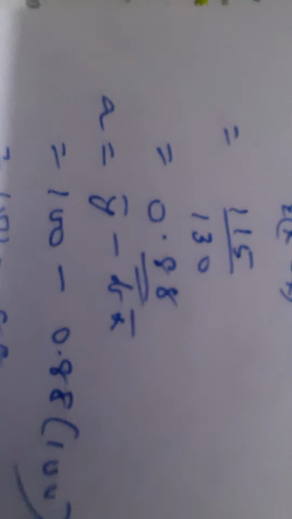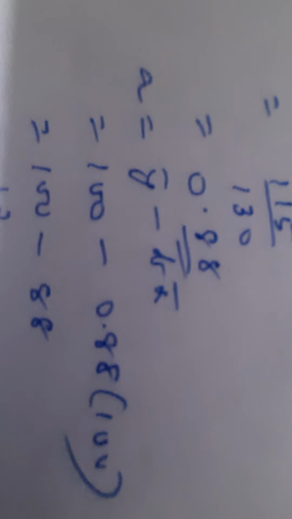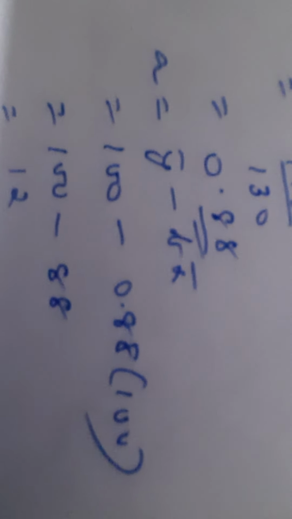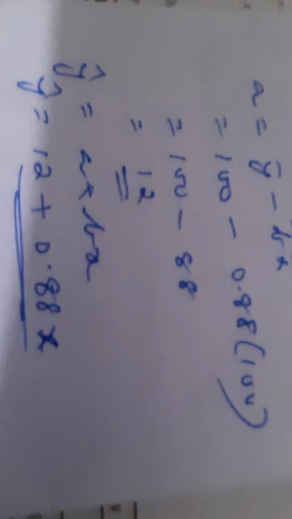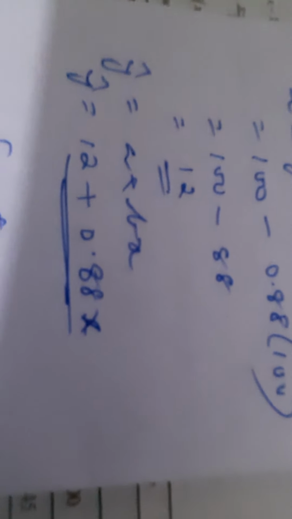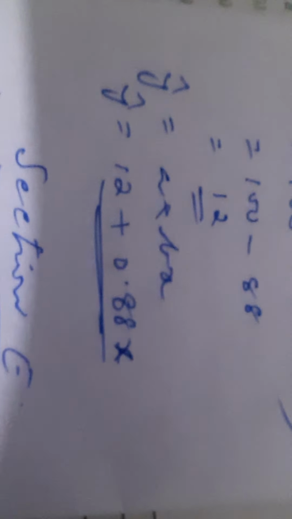So 115 minus 130 upon 130, which is 0.88. So that is B. Now A is y bar minus b x bar, 100 minus 0.88 into 100. Okay, therefore it is 12. And therefore y cap is equal to a plus bx, that is 12 plus 0.88 x. That is the answer, the regression line of y on x.